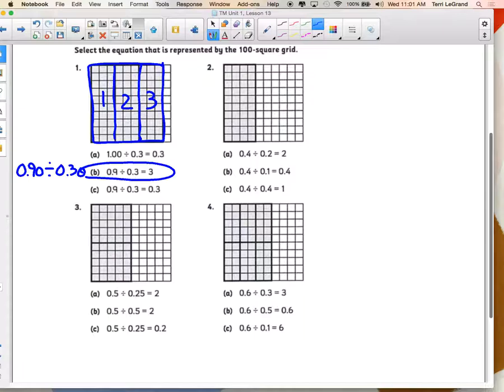Okay, how about number 2? Which equation, what's going on in that one? How many squares, first of all, are shaded? Caden? 40. 40 of them. This is the shaded region right here, right? 40 squares are shaded. So how would we represent that as a decimal?